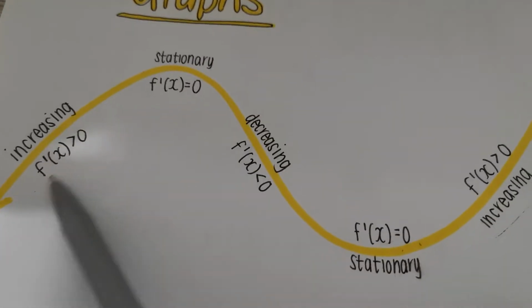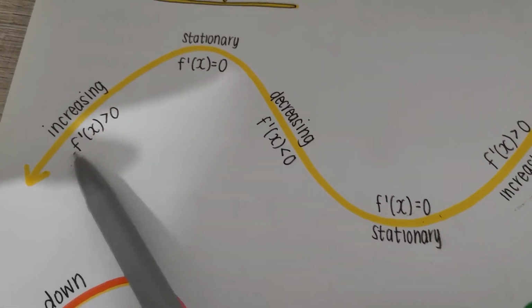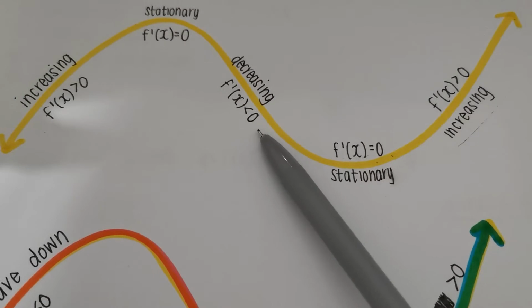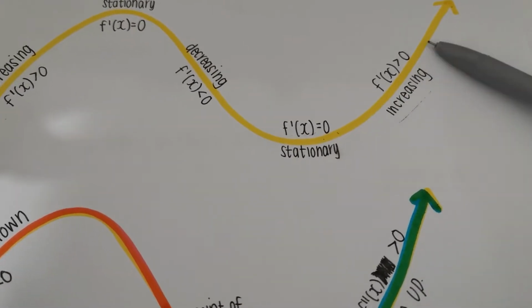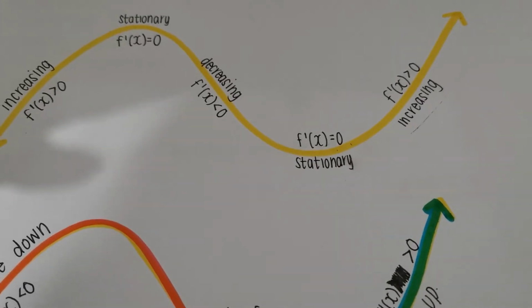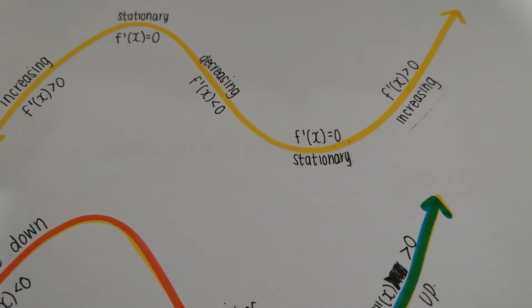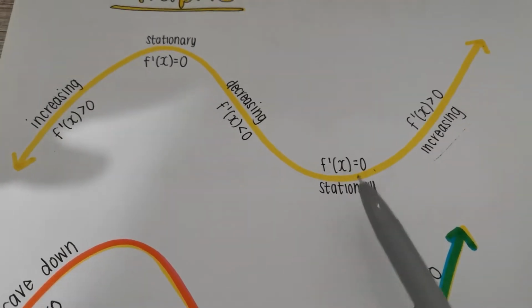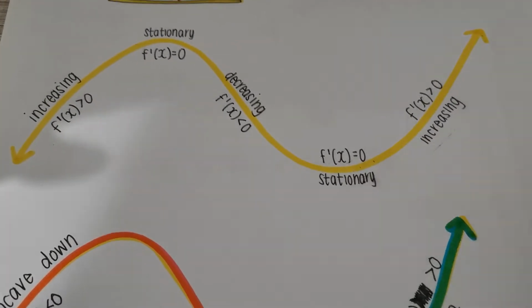See, this here is our gradient. Gradient is greater than 0, so increasing. Gradient less than 0, so decreasing. Gradient greater than 0, so increasing. It's very important to know. And then, I'm repeating what I just said, at the points where it's stationary, or the turning points, our derivative is equal to 0.